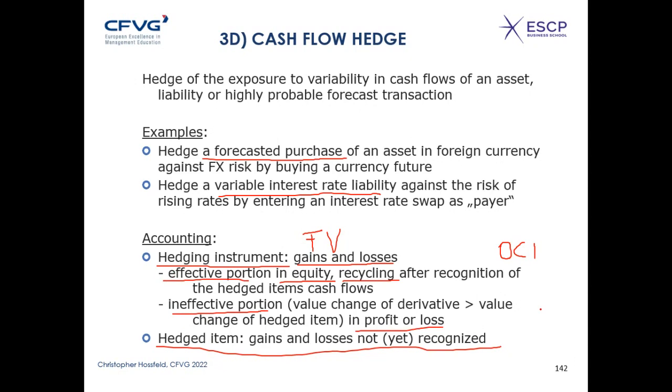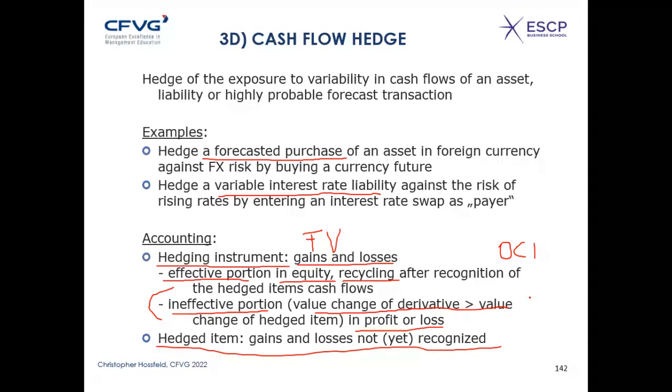Now, here we have to be careful. What does ineffective mean? Because remember, we said previously that to apply hedge accounting, it is not necessary to have a 100% hedge effectiveness. So anyway, I can do a hedge and it is ineffective because it's not a 100% match. But not all of this is what we call ineffective here. Actually, in a cash flow hedge, ineffective is defined as when the value change of the derivative is higher than the value change of the hedged item.